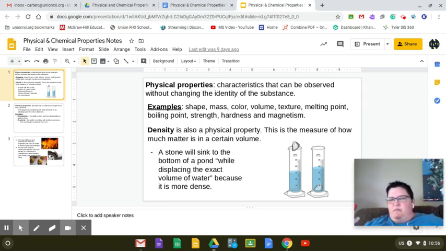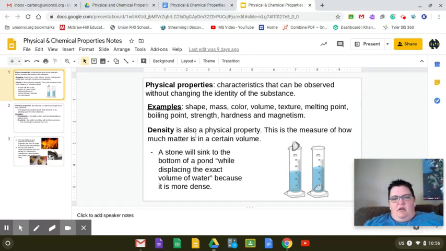Okay, so again, the big ones there that are usually the tripping points are melting point and boiling point. People have some kind of difficulty saying, well, is it really still the same substance because it looks different? It's still plastic, okay? So it's still a physical property, okay?